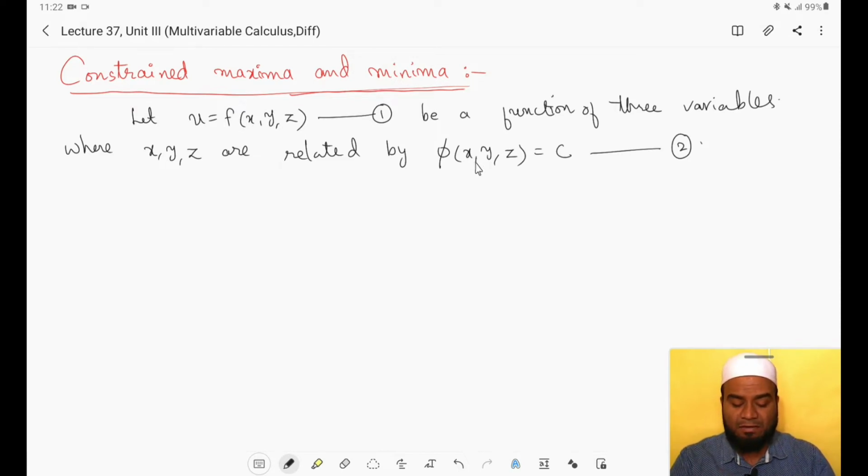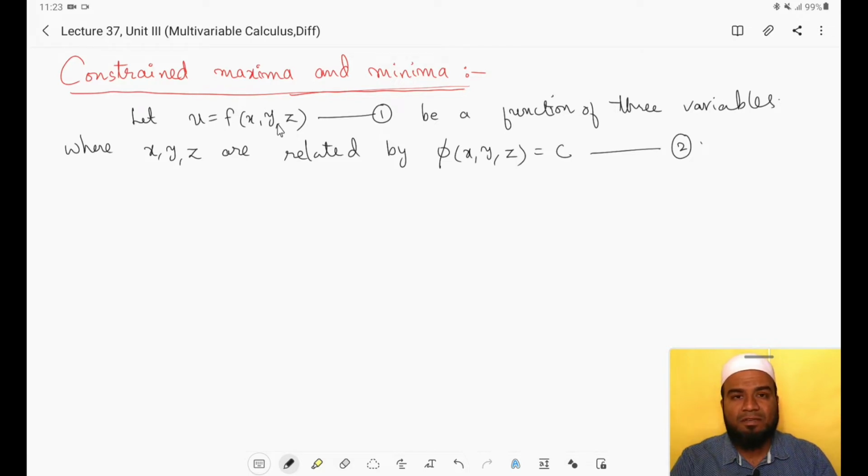Some kind of condition will be given on x, y, z. So what we have to do here is try to find the value of z from this second condition. We find z in terms of x and y, then that z will be substituted in 1. After finding the value of z in terms of x and y from 2, that z value will be substituted in 1. Then u will become a function of x, y only. So z will be eliminated from this condition. Then u will be a function of x and y only.